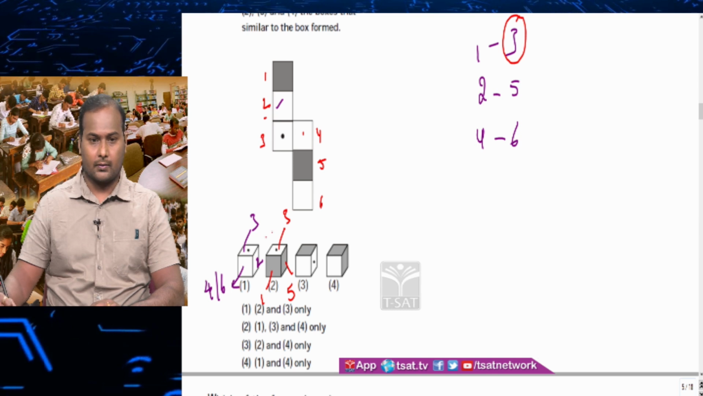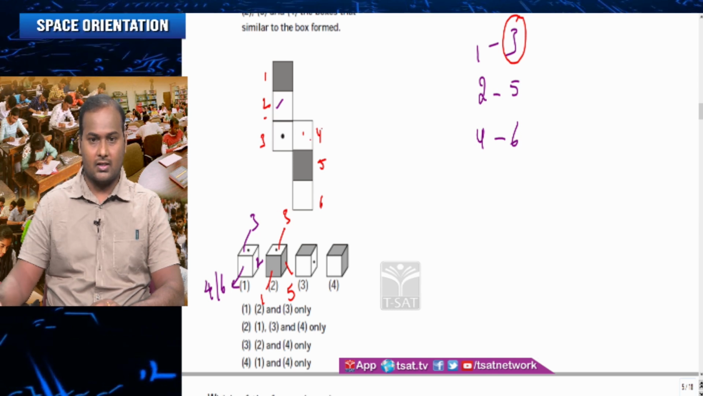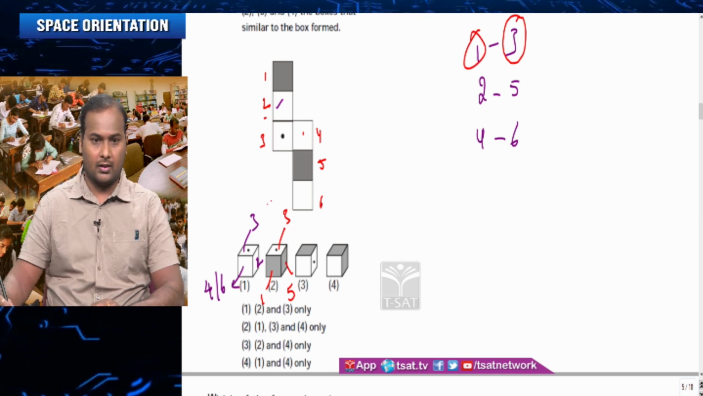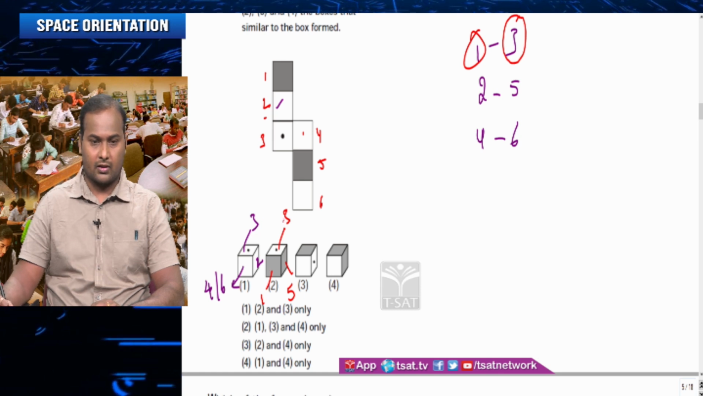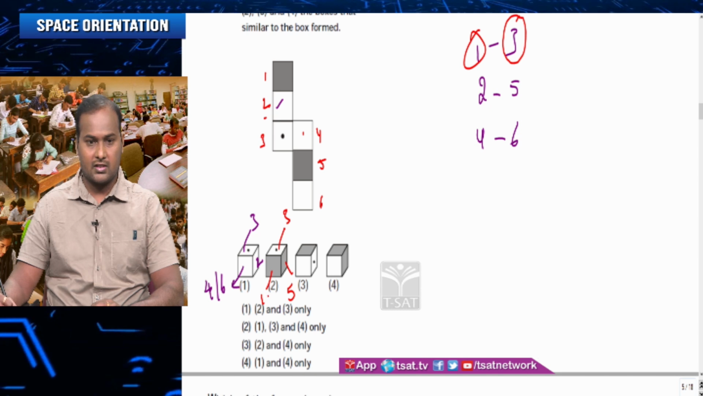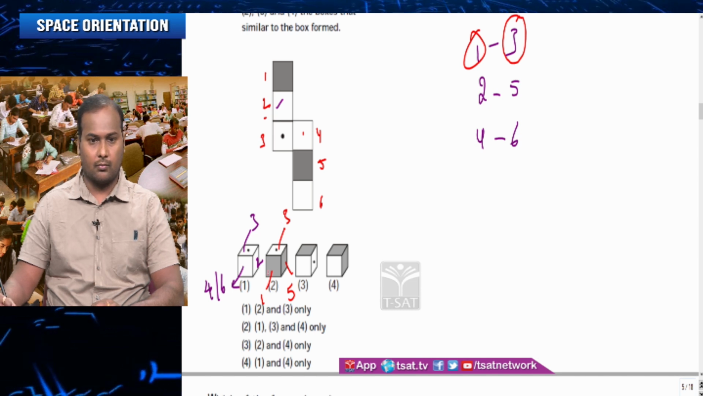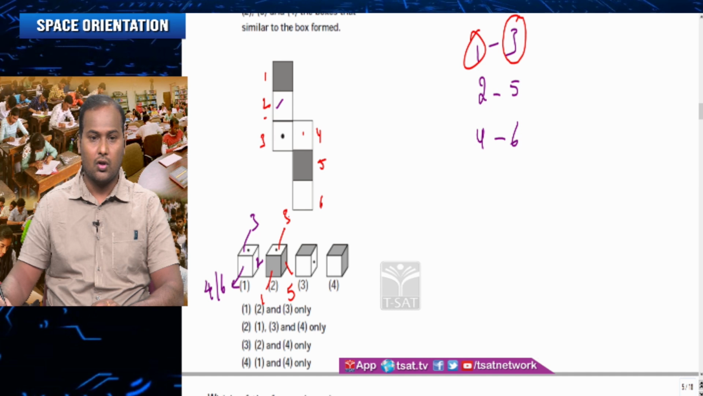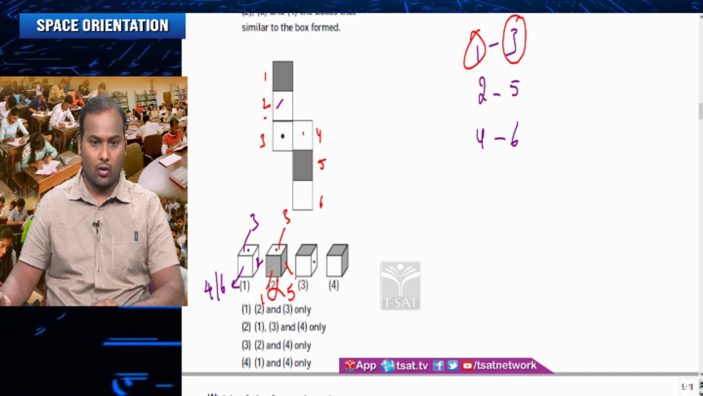Now you can see here, 1 and 3 are adjacent. See here, 1 and 3 both are adjacent in this figure. Actually, if 3 is visible, 1 should not be visible, or if 1 is visible, 3 should not be visible. But here in this case, both are visible. So option 2 is wrong.